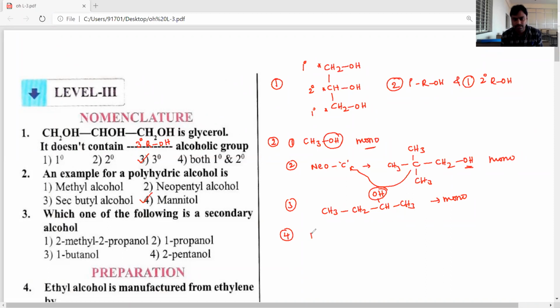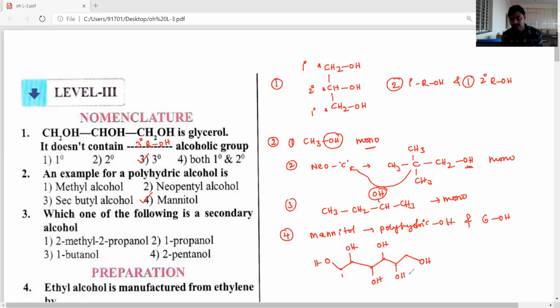So mannitol. Mannitol is a polyhydric alcohol. Why? Because it has 6 OH groups. Mannitol structure, let's see. Six carbon atoms: 1, 2, 3, 4, 5, 6, and an OH group on each. So in total it has 2 primary alcohols and the remaining 4 secondary alcohols. So total 6 OH groups are present.